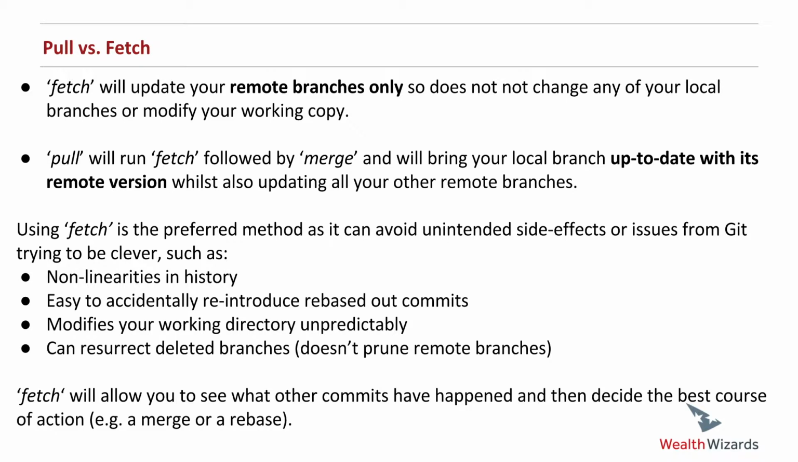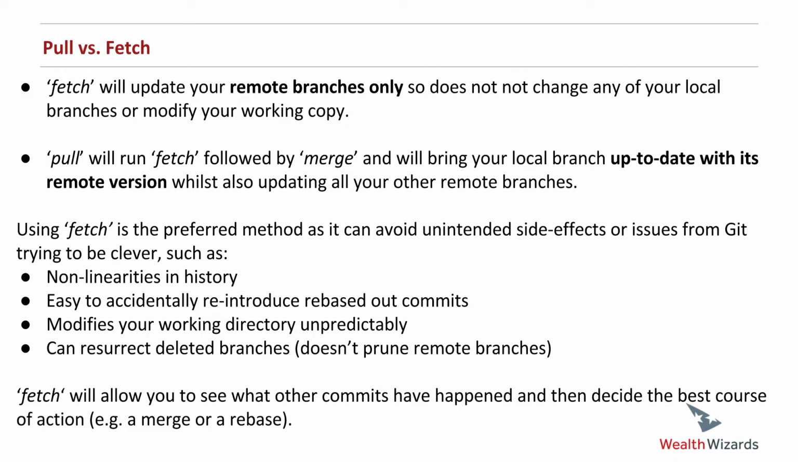So yeah, as it says there, with pull you can get some unintended side effects. You get non-linearities in history, which is where it's doing merges further up the tree. You'll get a massive branch out, and then it merges back in. You can reintroduce rebased out commits. So if someone else has done a rebase, which has taken out some commits, you've still got these old commits, and you do a git pull, you're going to bring those commits back into that branch that they've rebased out.